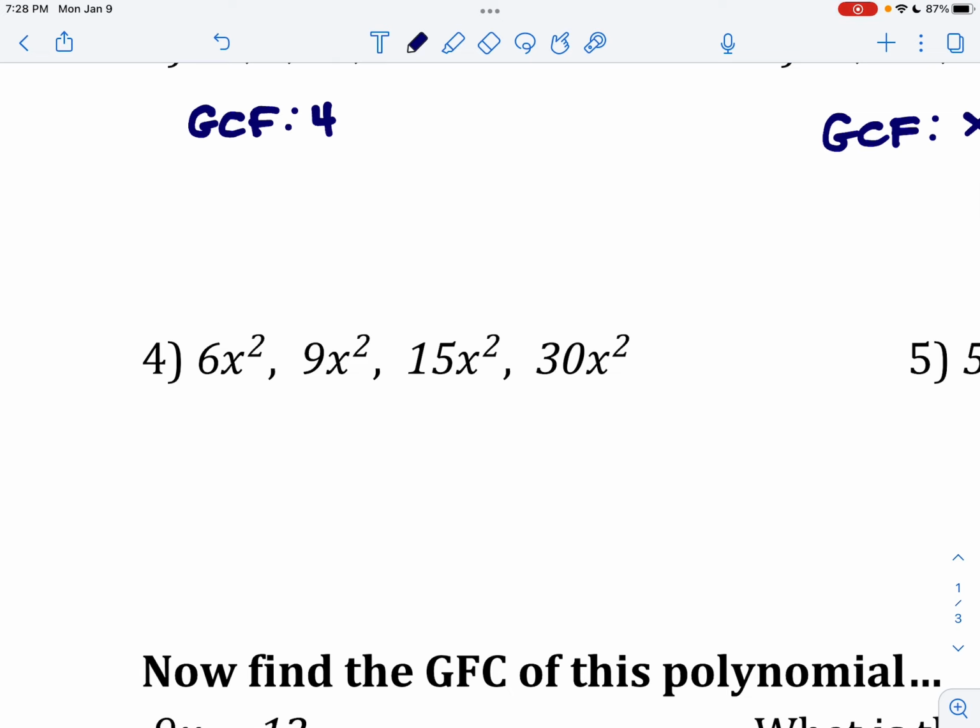All right, number 4, 6x squared, 9x squared, 15x squared, or 30x squared. They all have x squared in common, but what number can we also take out with it? So the greatest common factor here, out of 6, 9, 15, and 30, 3 would be the greatest number that I could take out, and x squared. So the greatest common factor would be 3x squared.